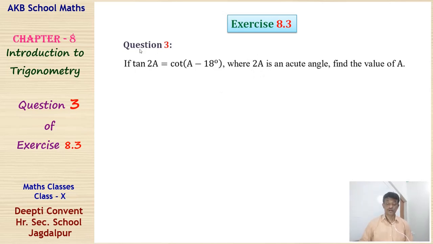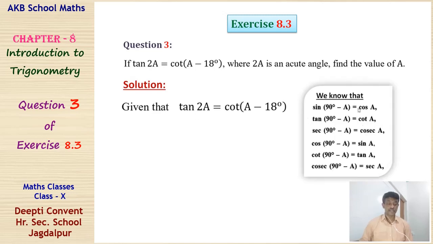So we can convert this to 90 minus some angle, 90 minus 2a. That's why the acute angle is given here. Now let us solve this. Solution: given that tan 2a equals cot (a minus 18 degrees).